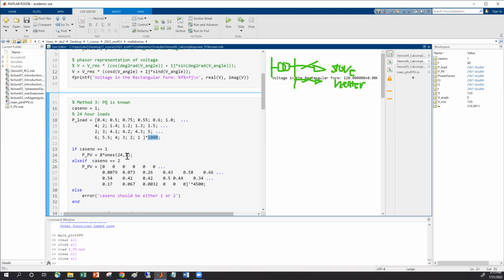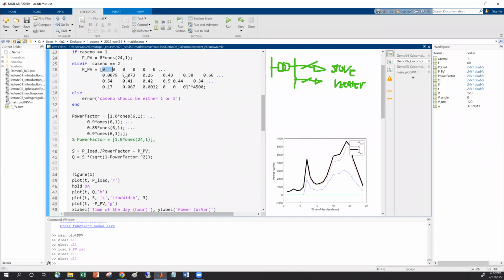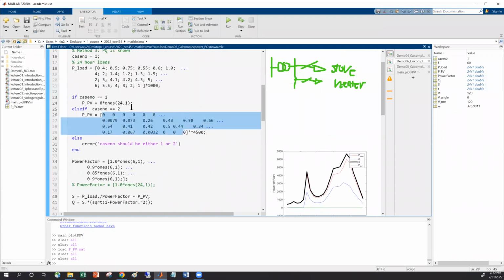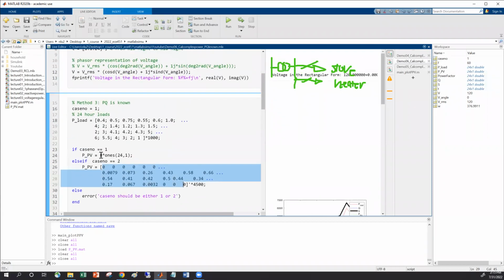I have also given you a PV profile. In case 1, we won't consider PV, so we can just put this as 0. In this case, the PV will be none.